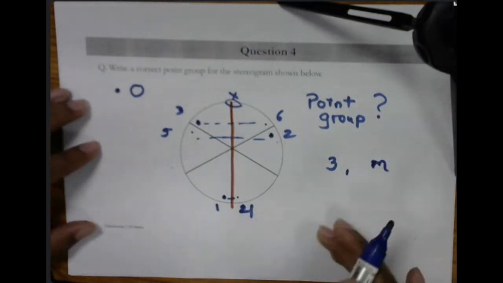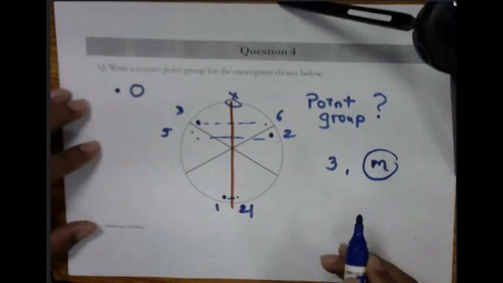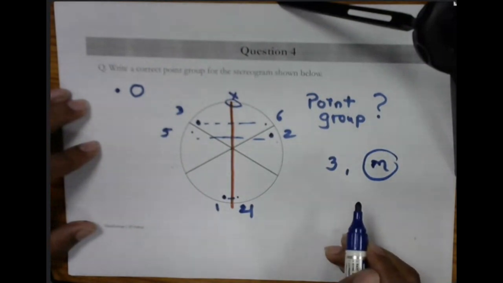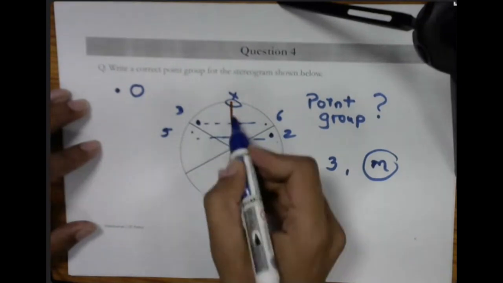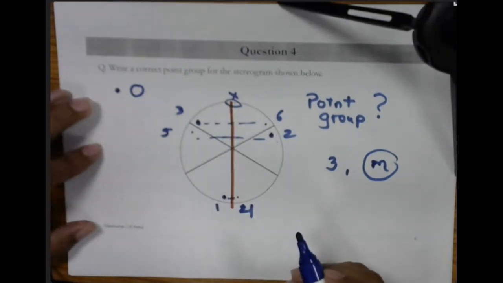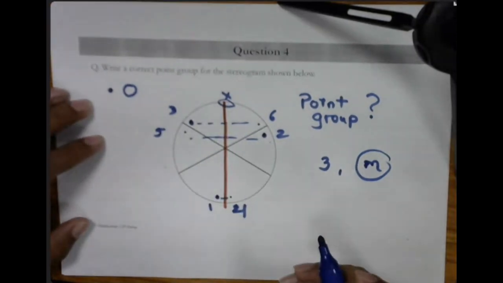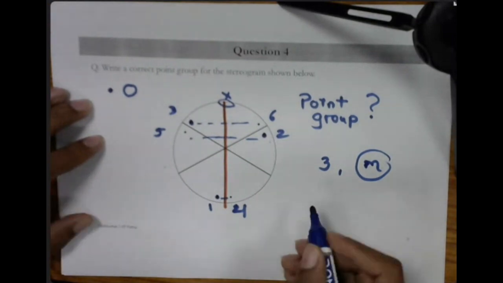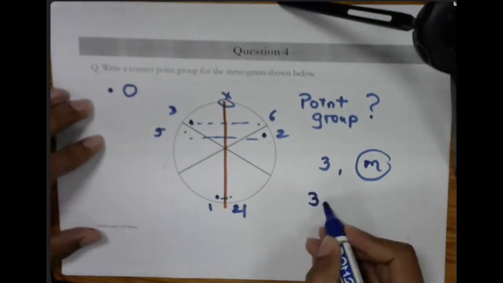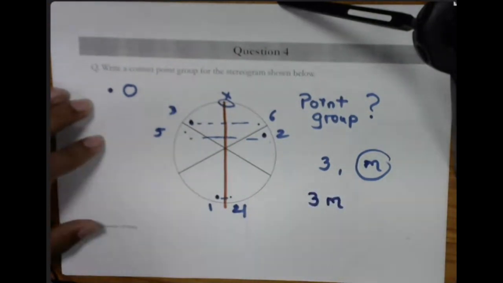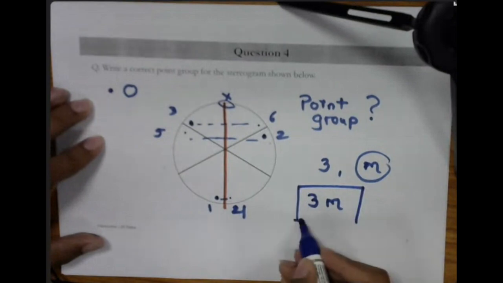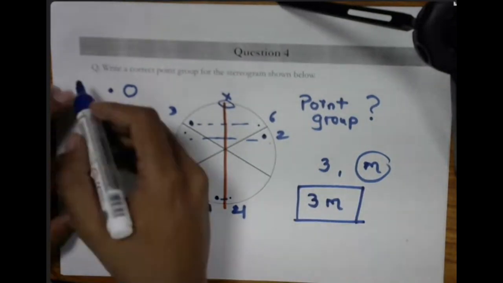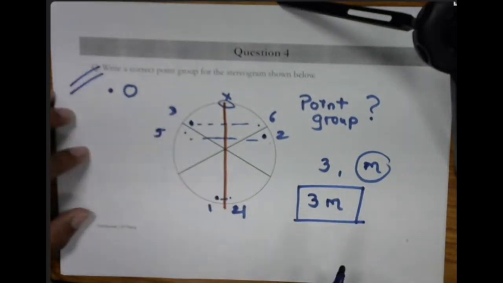And the mirror is also in such a way that it is a vertical mirror. It is not a horizontal mirror. It is a vertical mirror. Okay. So how can we write that in this particular point group? It will be 3m. Right. So that's how we have found this. And with that, question number 4 is over.